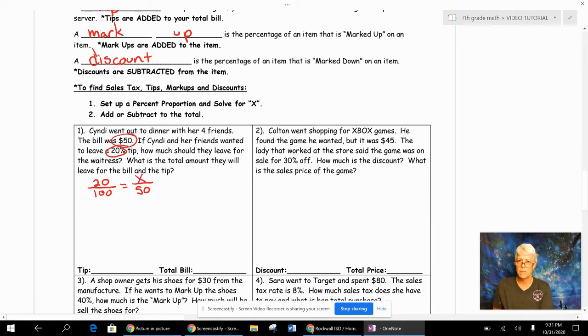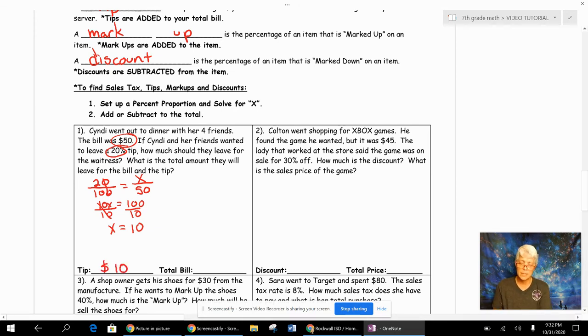Now let's apply some things we know. If you look at the 20 over 100, we can actually make these numbers a lot smaller. If you have a fraction and they both end in 0, we can cross out those zeros. And now I have 2 over 10. Those are smaller numbers to multiply with. Okay. Cross multiply. 10 times x is 10x. 2 times 50 is 100. Divide both sides by 10. X equals 10 because 100 divided by 10 is 10. So a 20% tip is $10.